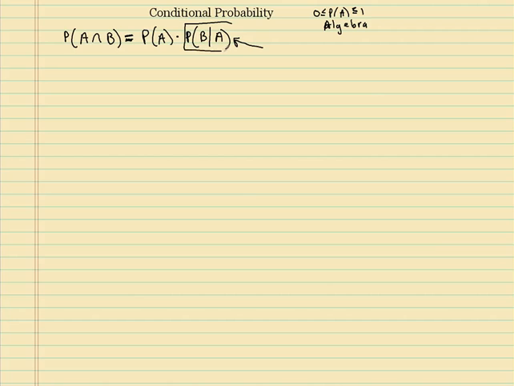This part right here is actually the conditional probability, because the probability of B is conditional on A happening. The probability that B happens is conditional on the probability that A happens. So this is a number.